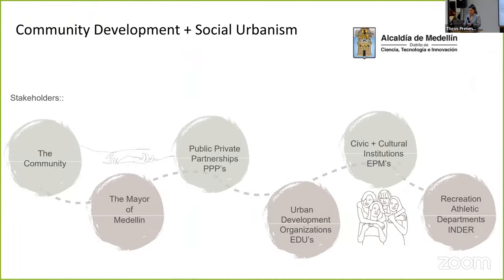So this social urbanism and community development involves the mayor of the city and public-private partnerships, and it's been a really successful example through multiple entities in Medellin that have taken charge of this. The urban development organizations have created this prototype of building that's called a UVA.